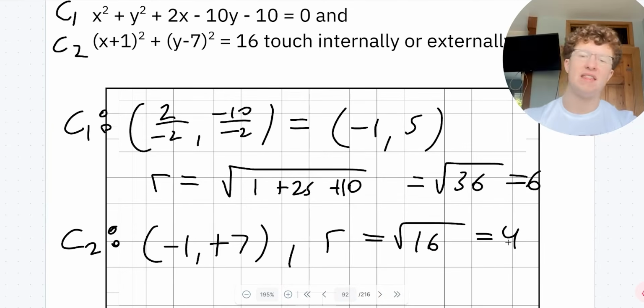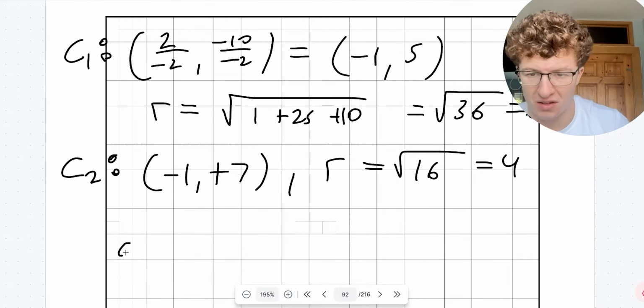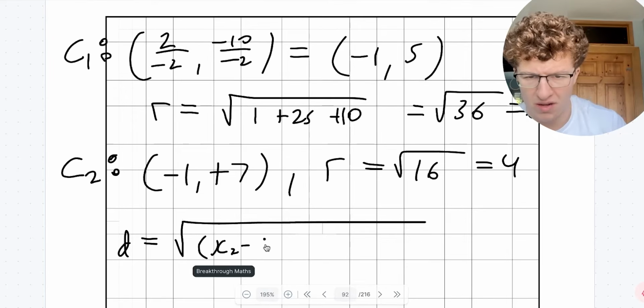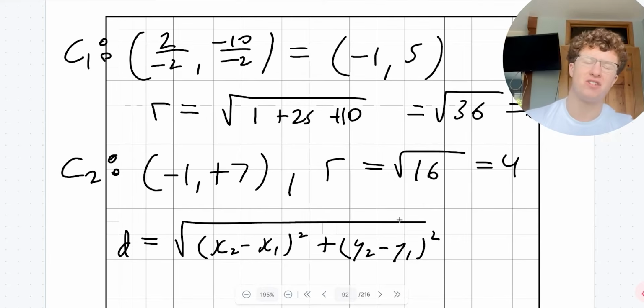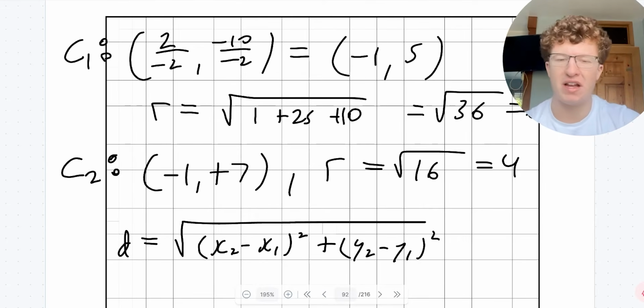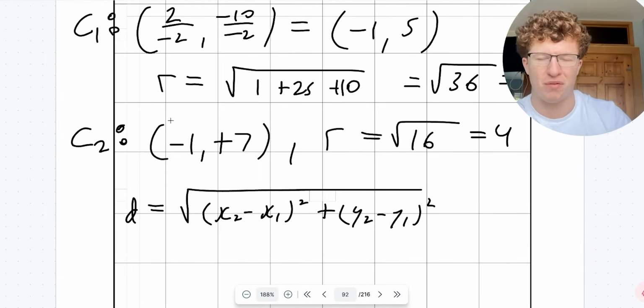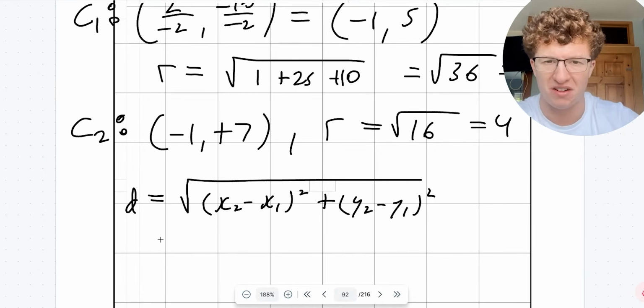Boom. Now, let's get the distance between their centers. So to do that, we use the same formula, square root of x2 minus x1 all squared plus y2 minus y1 all squared. The circles chapter is pretty difficult, but it relies a lot on the line chapter. So you need to make sure you're very comfortable with all the formulas from the line chapter before you can move on to circles. We're using the distance, slope, all that throughout the circles.